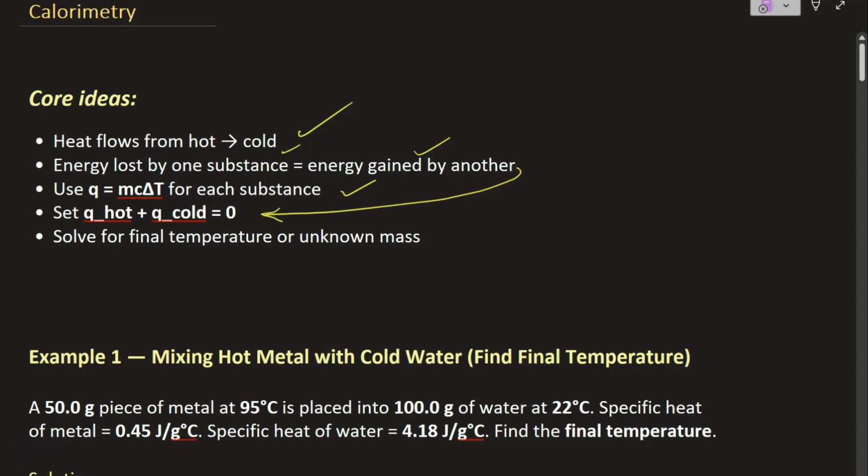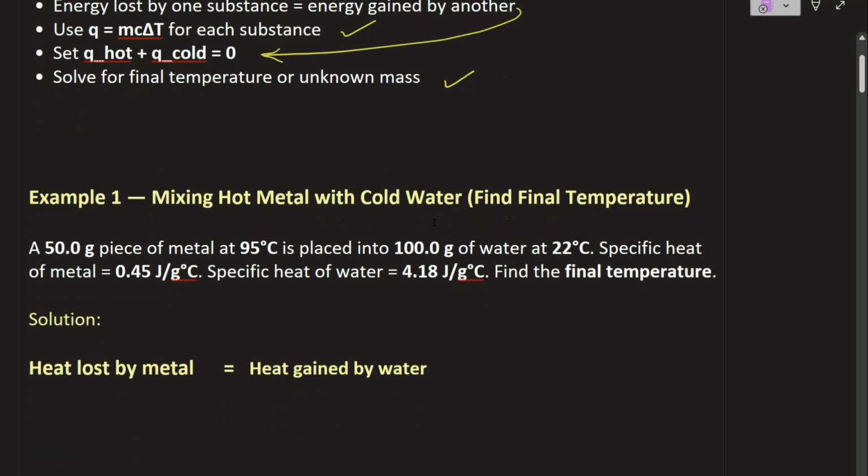If they're the same, Q hot plus Q cold, when you add them up, must be equal to 0, because the heat lost must be equal to the heat gained. And then, of course, we can solve for the final temperature or an unknown mass based on the equation and the information that we have. Okay, let's look at the first question.